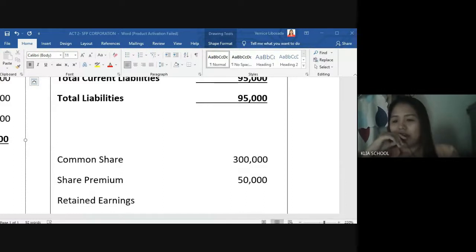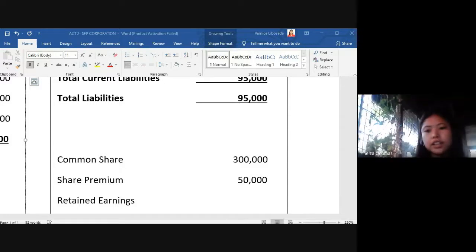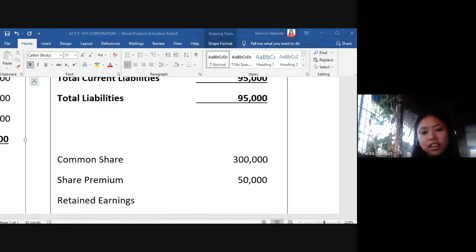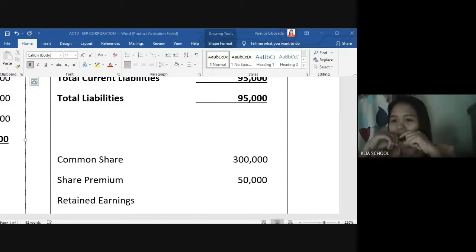So, saan ba tayo kukuha ng pambayad natin? Okay, let me just clear this one. Saan tayo kukuha ng pambayad natin for the liabilities as well as those stockholder? Yelza, saan po tayo kukuha ng pambayad? Sa bulsa ni teacher? Saan po? Common share po. Okay, thank you for your idea. How about the others? Saan tayo kukuha ng pambayad?